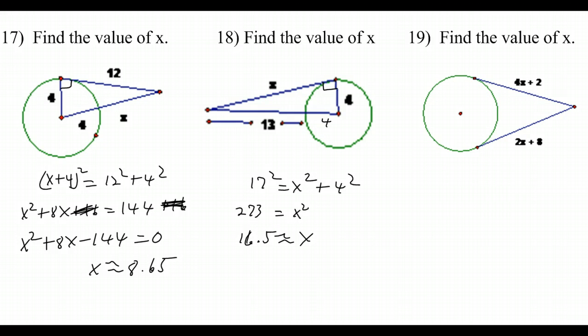In this one, we have two lines tangent to a circle emanating from the same point. That means that they are equal to each other. So 4x plus 2, excuse me, is equal to 2x plus 8. So we get that 2x is 6 and x is 3 in this case.